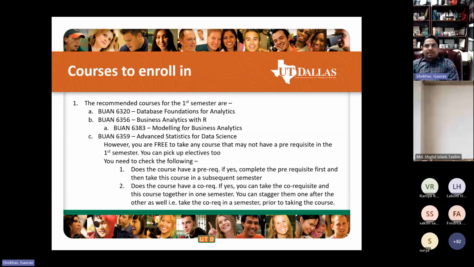Okay, a very wordy slide, but there was no other way to put this together. So in the first semester, we have some recommendations. Why we recommend these courses? Because based on how the curriculum is developed, one thing that you have to keep in mind is you're not really required to take all the core classes first and then take electives. You can mix and match as you need.